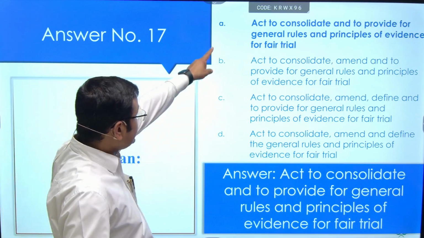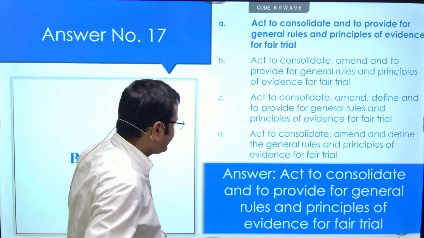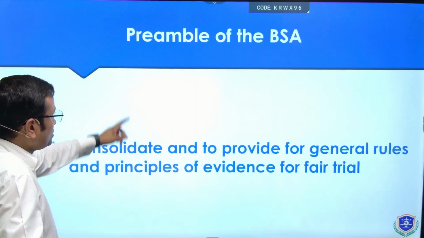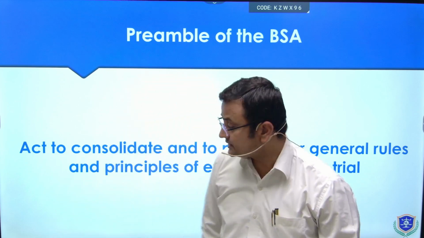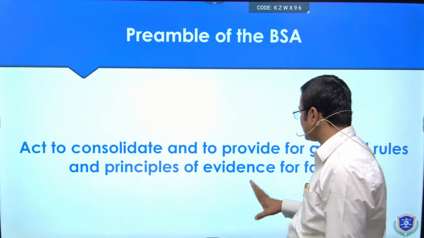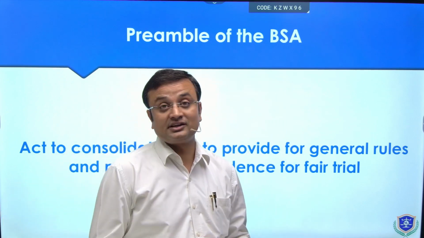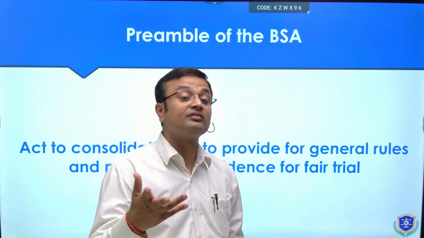So the correct answer is A, Act to consolidate and provide for general rules and principles of evidence for fair trial. As I told you, it is given in the preamble of BSA. It is normally asked in your examination what is the preamble, what is the purpose of this law.